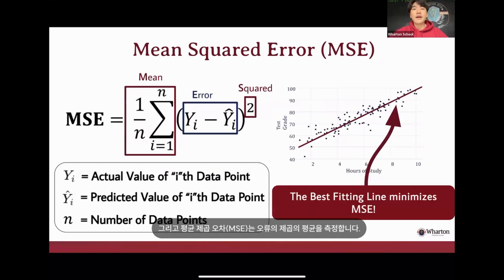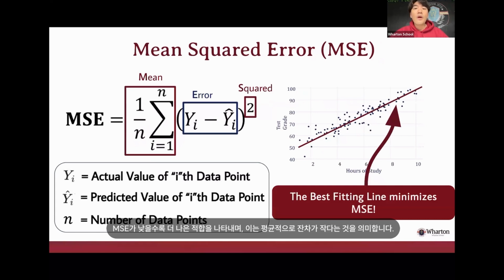And mean squared error, MSE, measures the average of the square of the errors. That is, the average squared difference between estimated values and the actual value, where yi is the actual value, yi hat is the predicted value, and small n is the number of data points. A lower MSE indicates a better fit, as it means residuals are smaller on average. Therefore, we want to find the best fitting line that minimizes MSE.